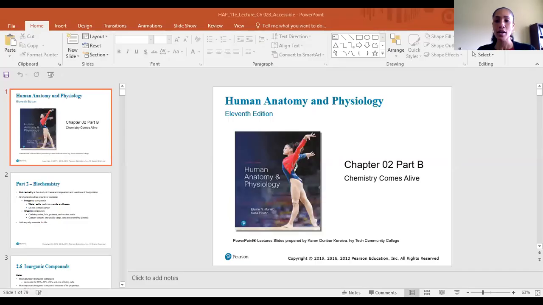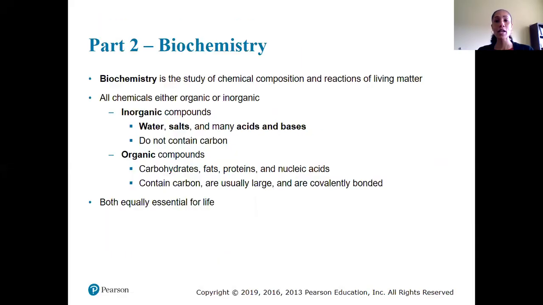All right, so we just finished talking about enzymes and how enzymes are biological catalysts that function in speeding up chemical reactions. Remember how we said in the beginning of this chapter that there are two subdivisions of chemistry. We've got basic chemistry and biochemistry. So now we're going to get into the biochemistry half.